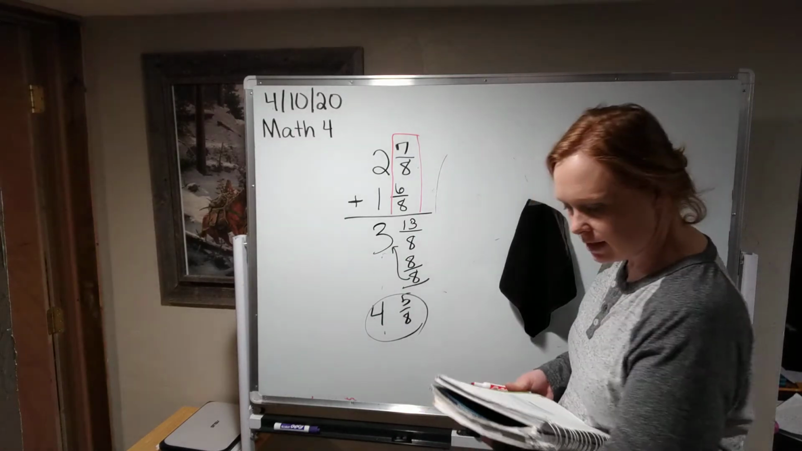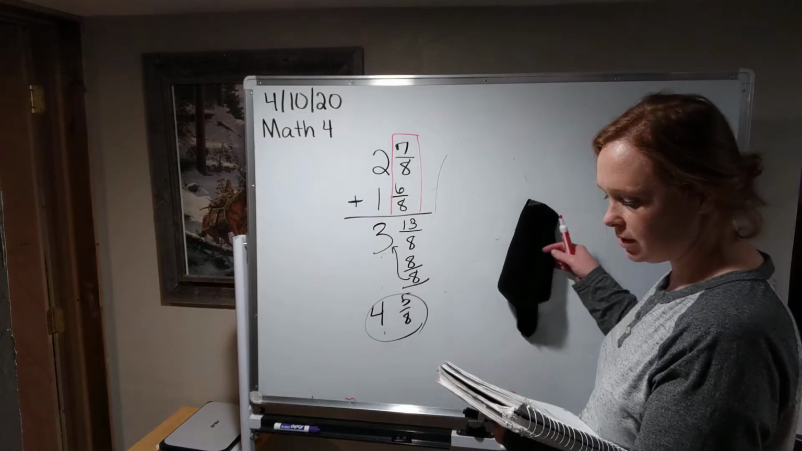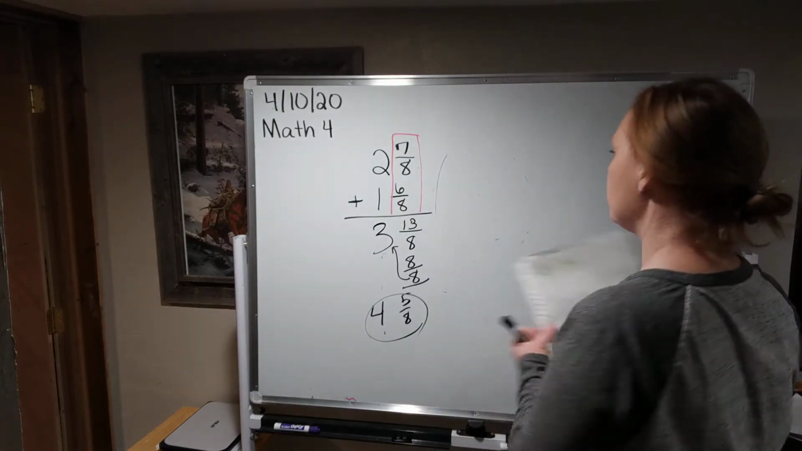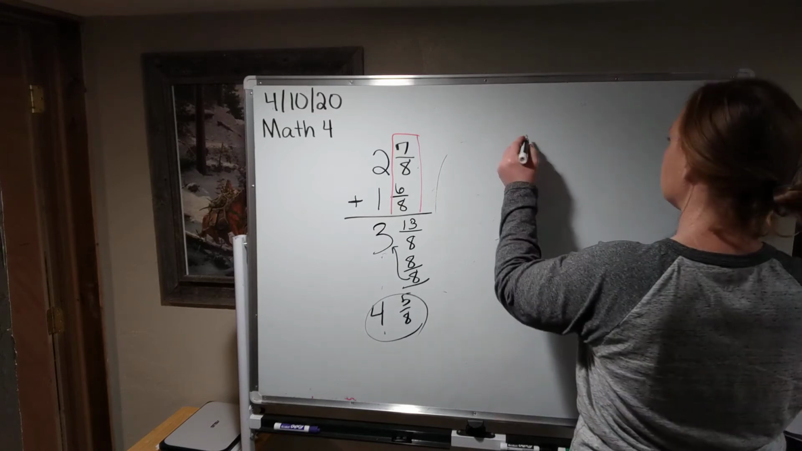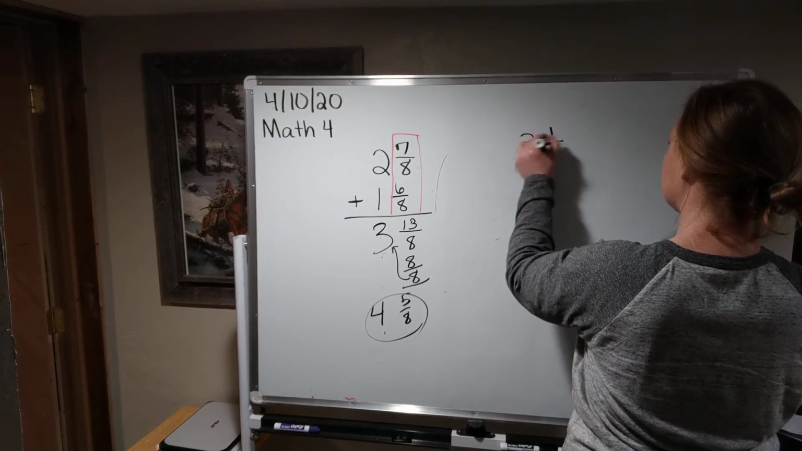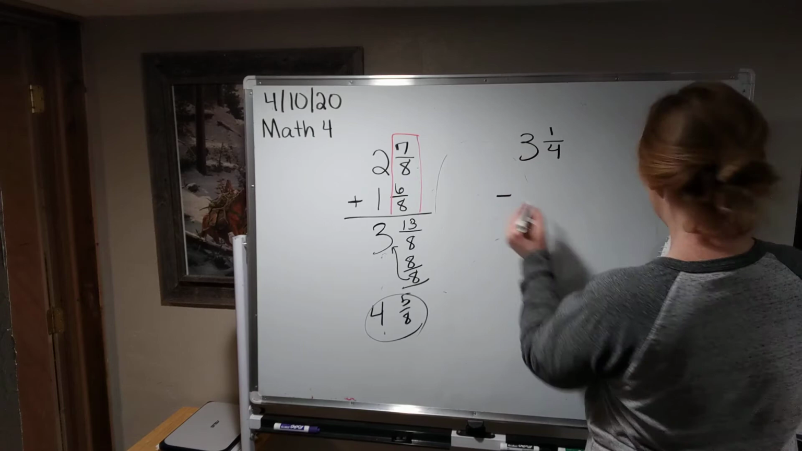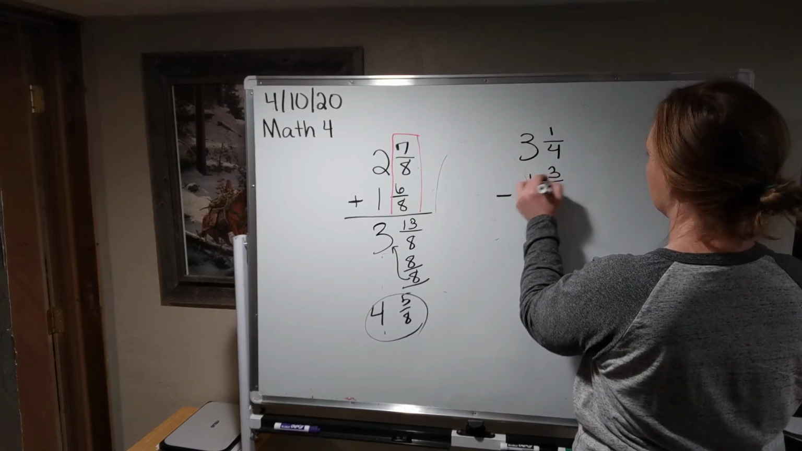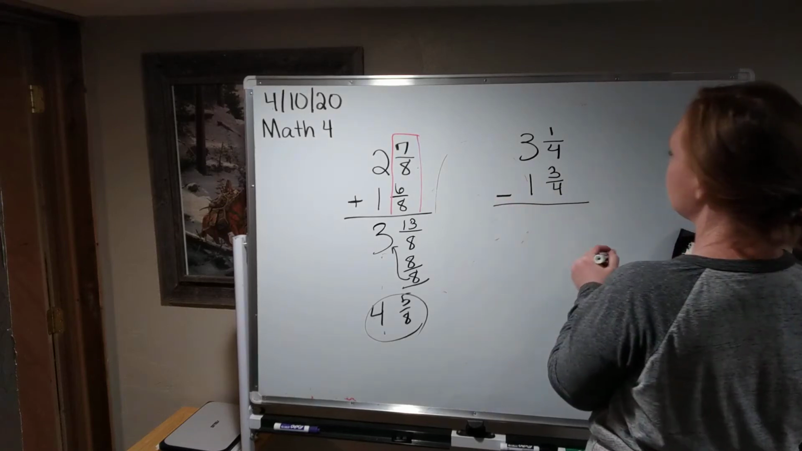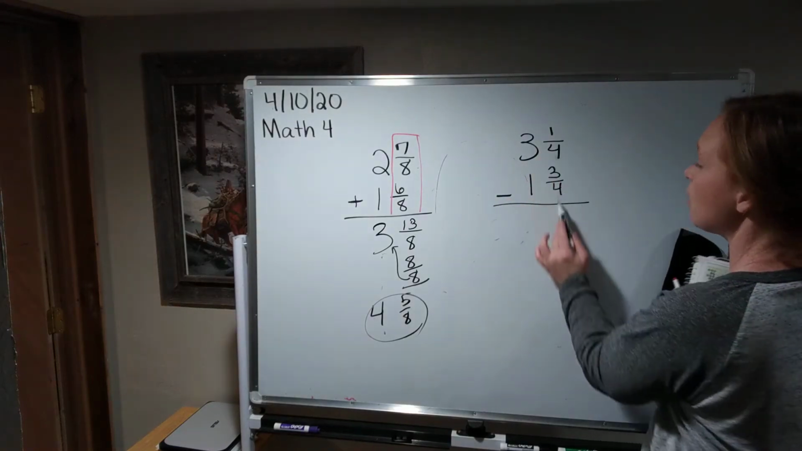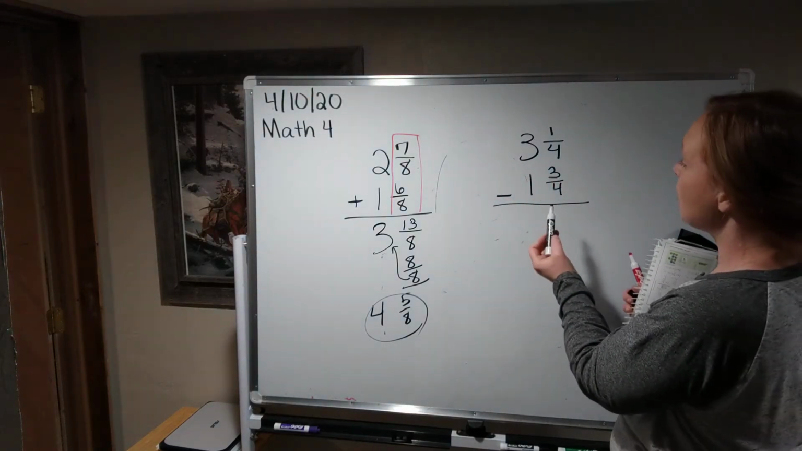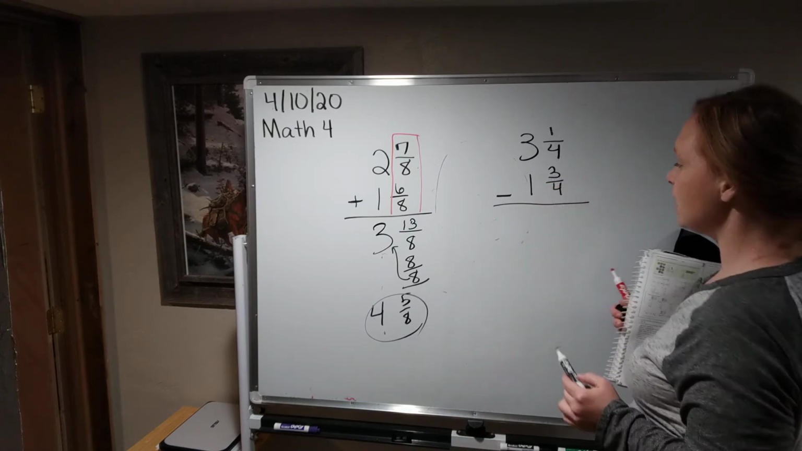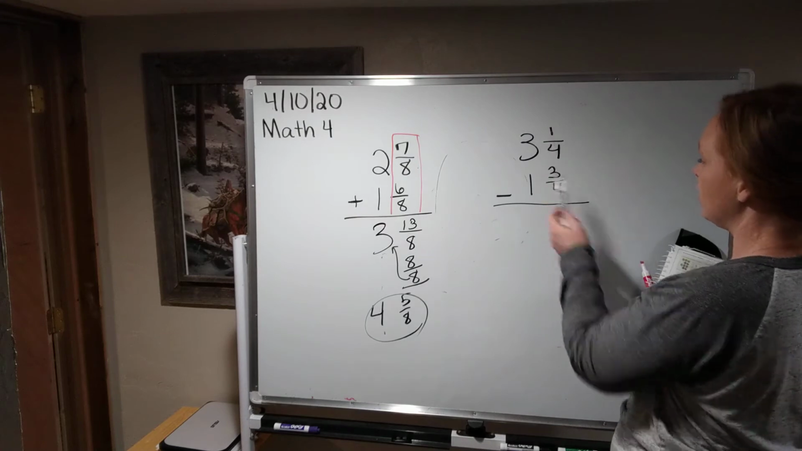Okay, let's move on and do the next problem, which is a subtraction problem. It is 3 1/4 minus 1 3/4. Okay, so here I have a subtraction problem. I'm only focusing on my fraction row. So I'm looking and I'm saying, can I say 1 minus 3 since my denominators are the same? No, I can't say 1 minus 3.